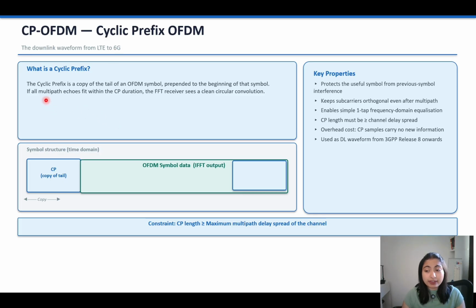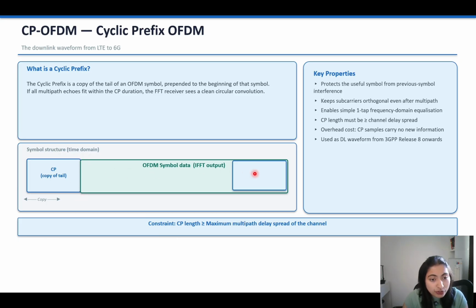Even with OFDM, multipath echoes can still cause problems. Specifically, they can cause inter-symbol interference between consecutive OFDM symbols. This can totally destroy the orthogonality between subcarriers. The fix is kind of elegant. Before transmitting each OFDM symbol, you take a copy of the end of the symbol and stick it at the beginning. That copy is called a cyclic prefix.